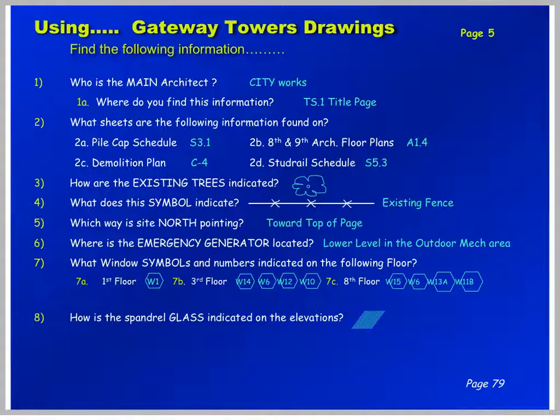Number 7, what window symbols and numbers are indicated on the following floors? On the first floor, it's W1. On the third, you'll find W14, 6, 12, and 10. And on the 8th floor, W15, 6, 13A, and W11B. How is the spandrel glass indicated in elevation? And it's done with these little slanted, close together lines.